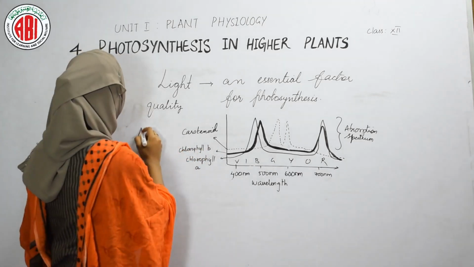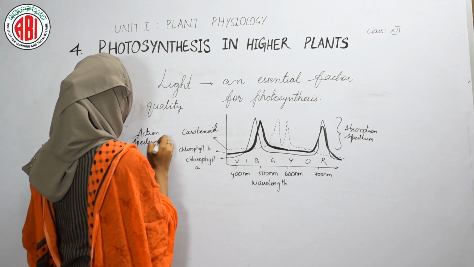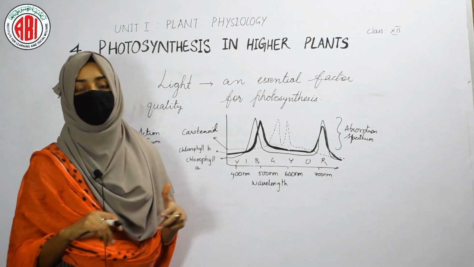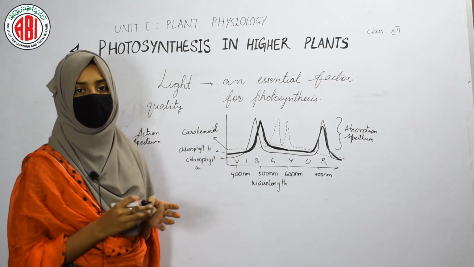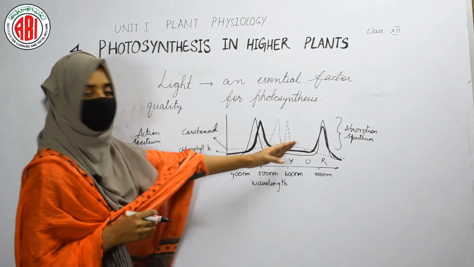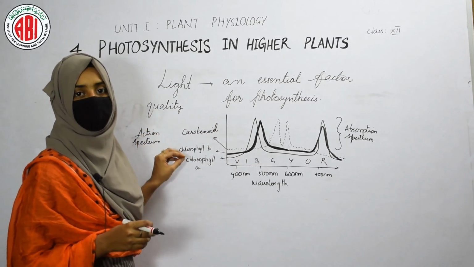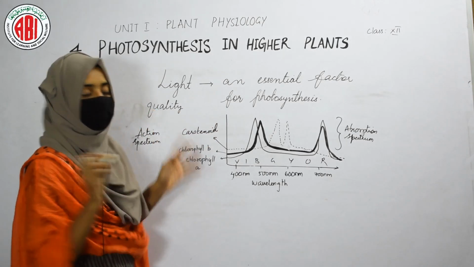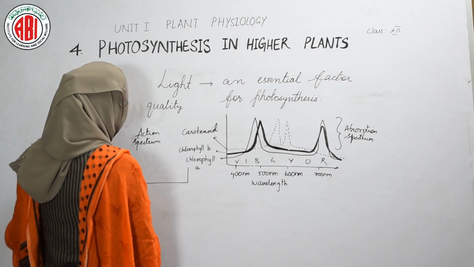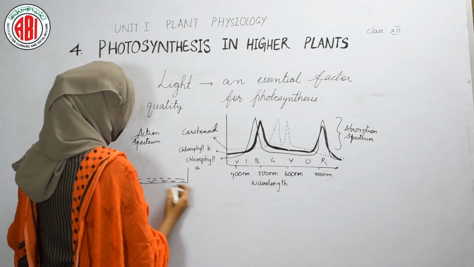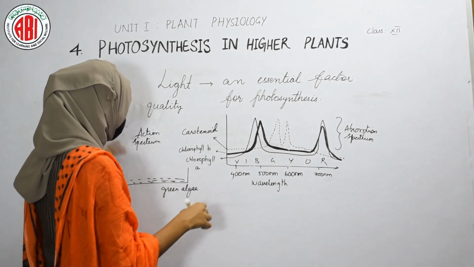Now, let us discuss the action spectrum. The action spectrum indicates how the process is going on. Is it maximum or is it minimum? If the absorption is maximum, then definitely the action spectrum will also show the maximum range. Here, we will take an example of an experiment. In an aquatic medium, some green algae were taken and these were exposed to different wavelengths.